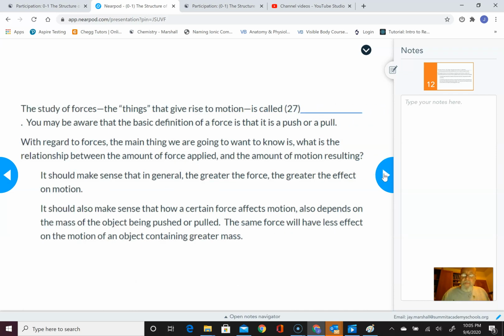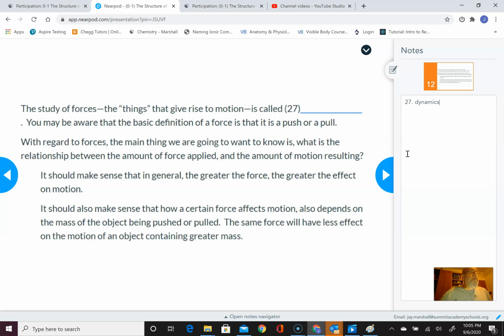Okay, now that we've talked about motion, the next thing that we're going to talk about is forces. And the study of forces, or the things that give rise to motion. Remember, forces give rise to motion. Okay, and that study is called dynamics. The study of forces is called the study of dynamics.